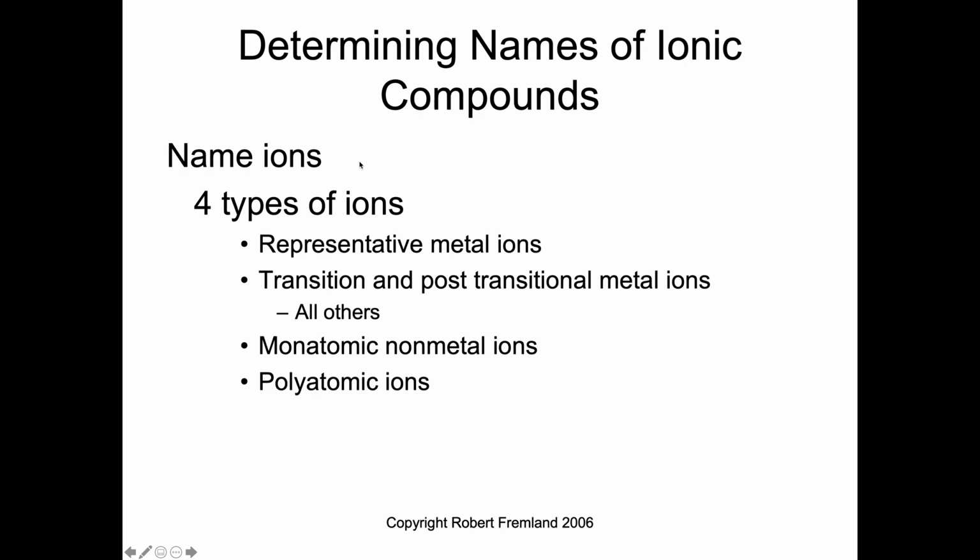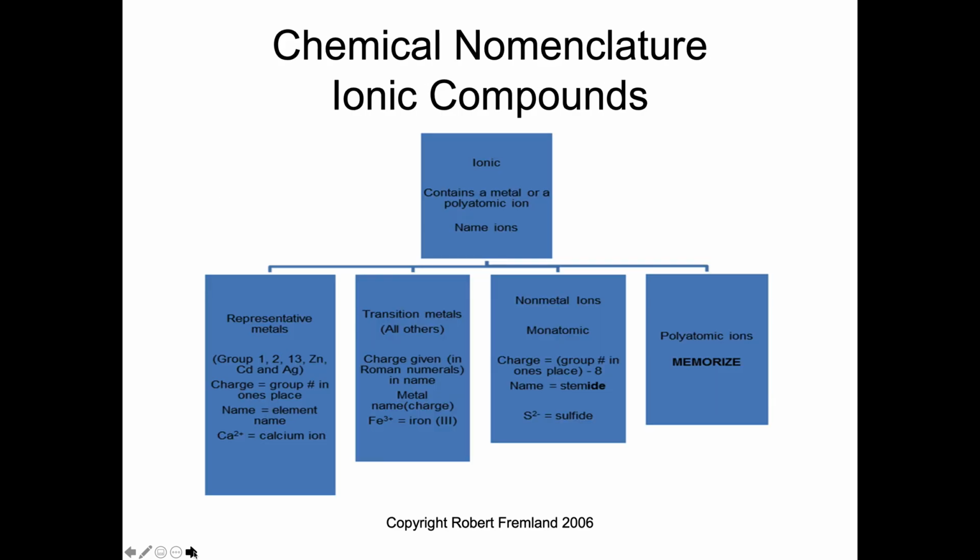Now, to name ionic compounds, what we do is we name the ions. The ionic compounds don't have the word ion in the name. So you wouldn't say barium ion, chloride ion, you would just say barium chloride, but you name the ions. So again, 4 types of ions. There's the representative metals, the same types that we did before. This gets a little tricky, so I'm going to go a little slow in part of it.